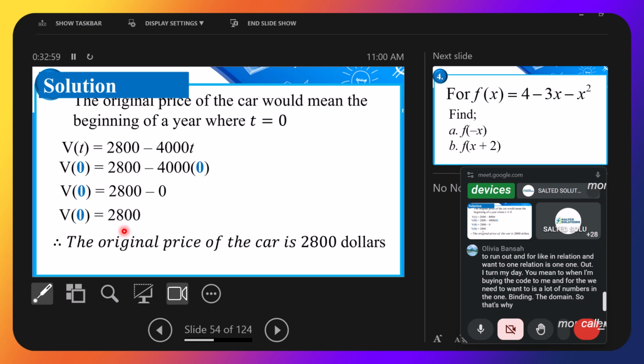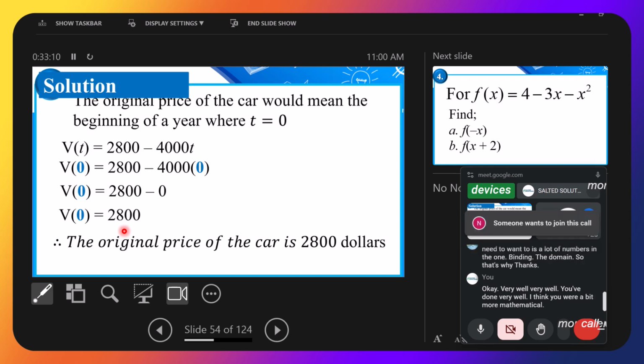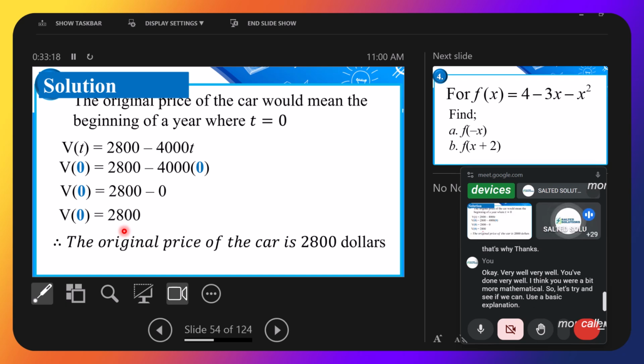Okay, very well, very well. You've done very well. I think you were a bit more mathematical, so let's see if we can use a basic explanation. Henrietta, am I pronouncing the name right? Henrietta, right? Yes.